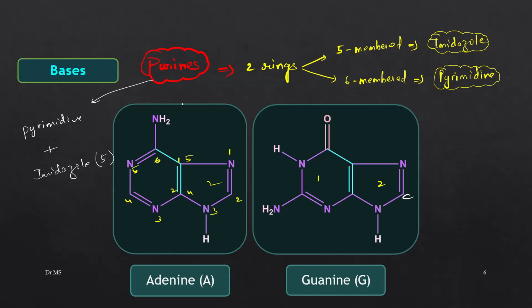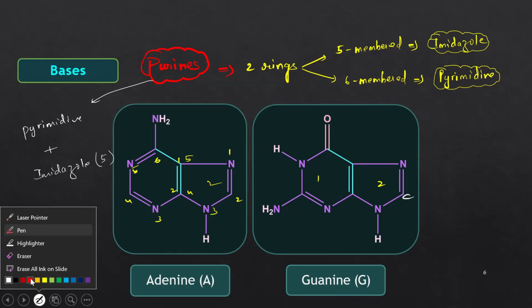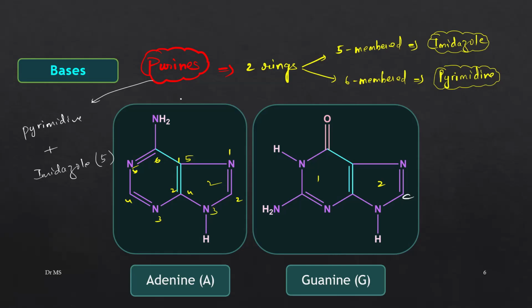Okay. So remember, what comes under these purines? It is adenine and guanine. Remember this. This is also a very important thing. So what comes under this? A and G come under purines. Okay. Is that clear? Any doubts so far? No doubt, sir. Okay, perfect.